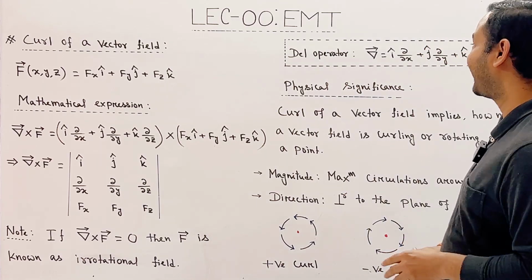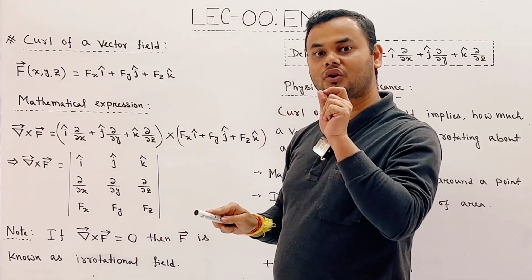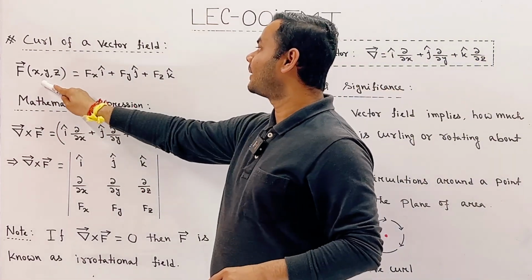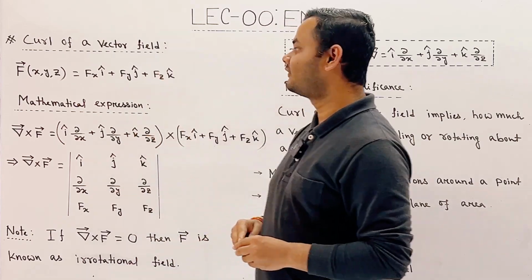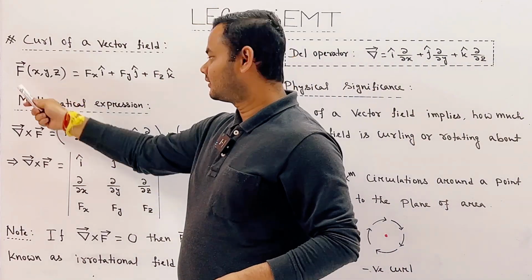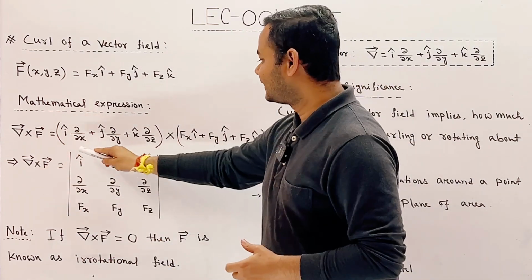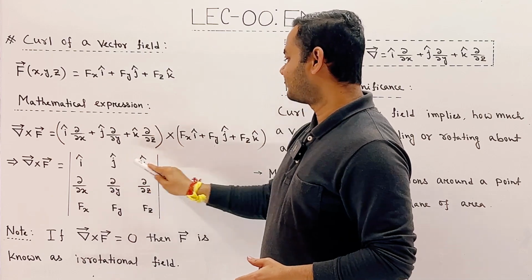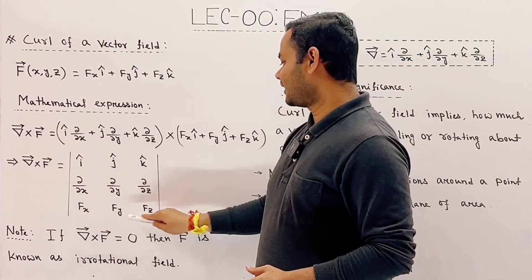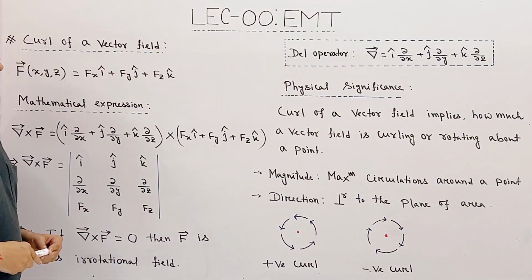Students, we know that when the del operator operates on a vector field via cross product, then we get the curl. Suppose F(x, y, z) is a vector field. When this del operator operates on F vector via cross product, then we get curl of F as determinant of i cap, j cap, k cap, del/del x, del/del y, del/del z, Fx, Fy, Fz. Next, physical significance of curl of a vector field.